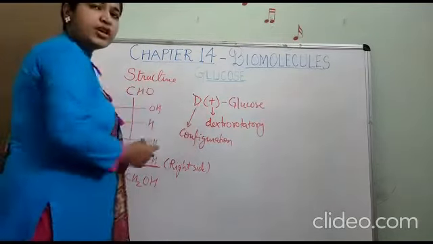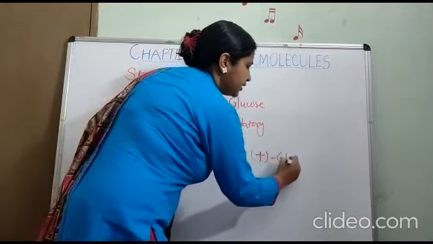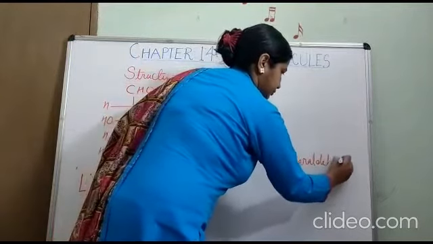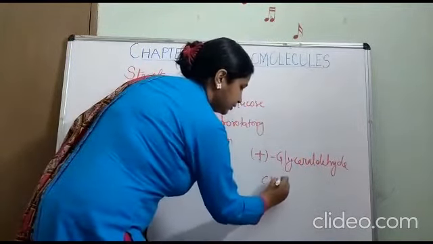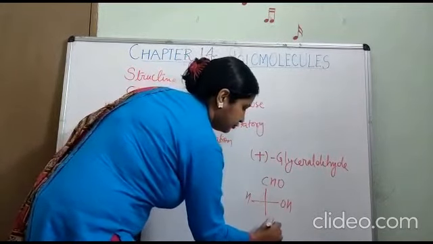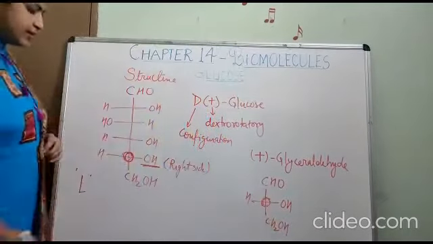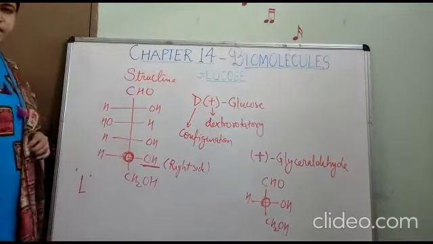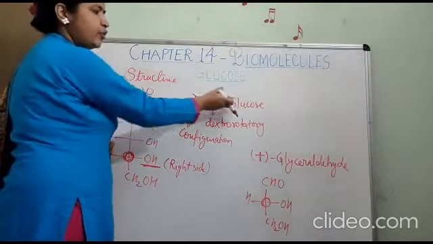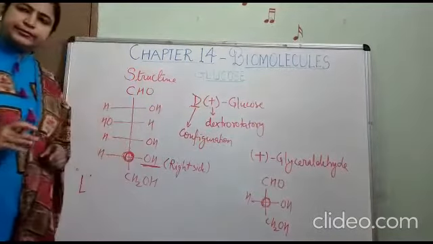This configuration is similar to plus glyceraldehyde, which is... so you can compare the configuration of this carbon and this carbon. Since they are similar, this D is written before glucose. So D plus glucose.